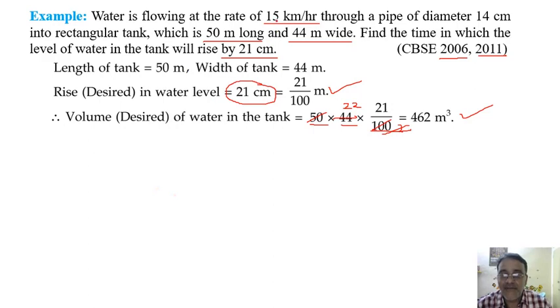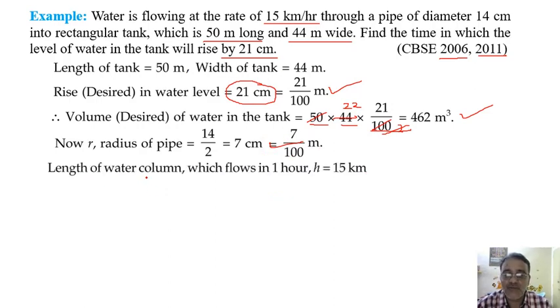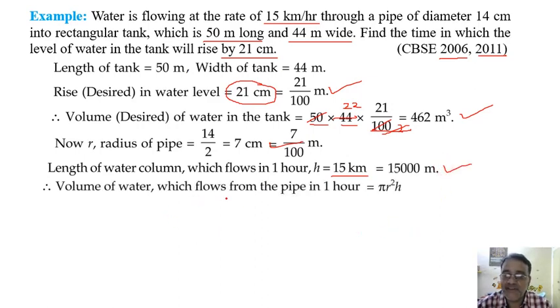Now the rate of flow of water through the pipe is given and the diameter is given, 14 cm. So radius will be 7 cm. And 7 cm means 7 upon 100 meter. And the length of water column which flows in 1 hour is 15 km, that is 15,000 meter. And the volume of water which flows from the pipe in 1 hour is equal to pi r square h, because that will take the shape of a cylinder. And this is equal to 22 by 7 into 7 by 100 into 7 by 100 into 15,000.